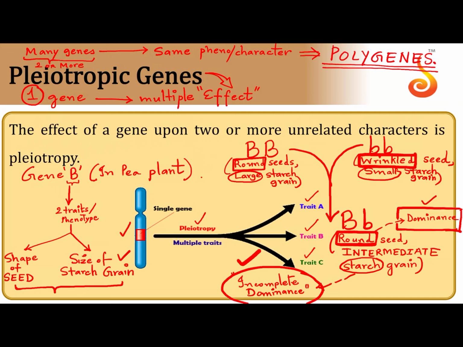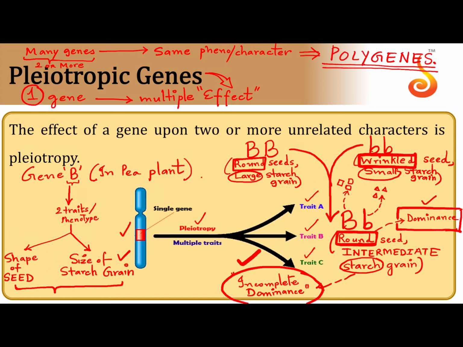Somehow the gene product, say for example, the capital B gene is responsible for production of protein B, and the small b gene is responsible for production of protein small b. Somehow these proteins, which are the gene products, have interacted in such a way that they are giving rise to intermediate starch grain size. That means it is not just the gene that determines whether it is dominant or recessive. It is the gene product and how these gene products interact with each other. The gene product is nothing but a protein, as you all are aware.